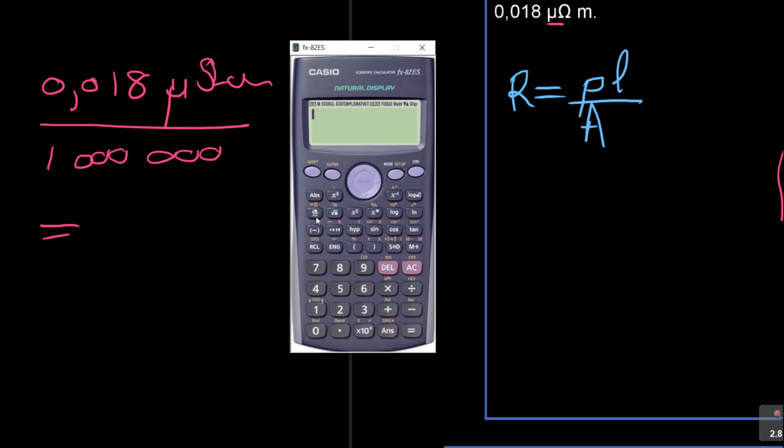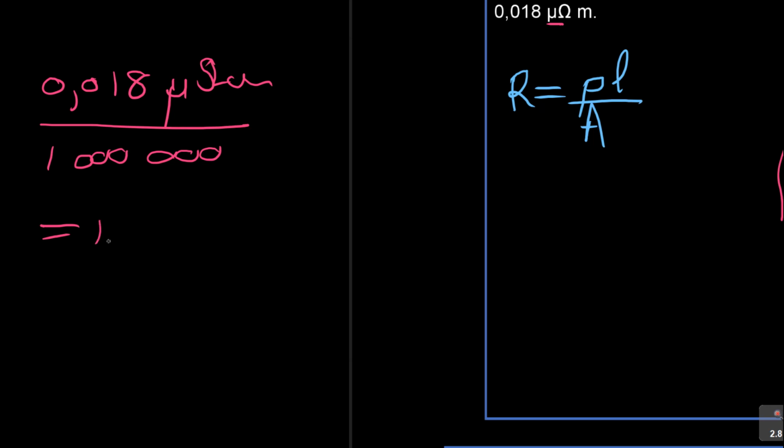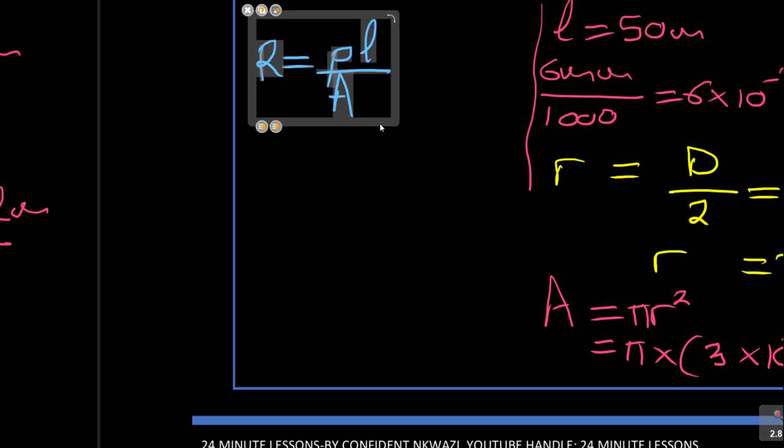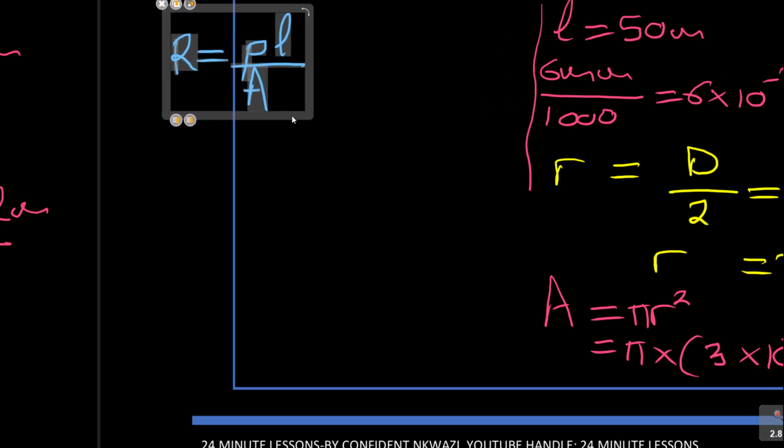So this is what? 0,018. We are dividing by what? A million. 1, 2, 3, 4, 5, 6, equal to 1,8 times 10 to the power negative 8. See, now it's ohm meter. You have removed that micro. When you do this, you are ready now to plug it into this formula. So what does it say? If I can put it here in the center, this is our formula here.